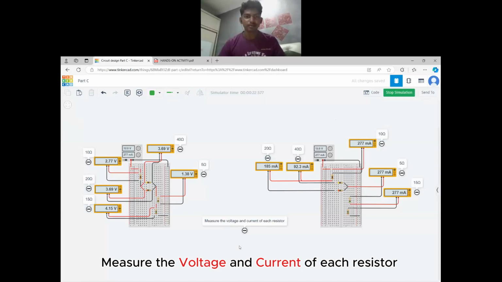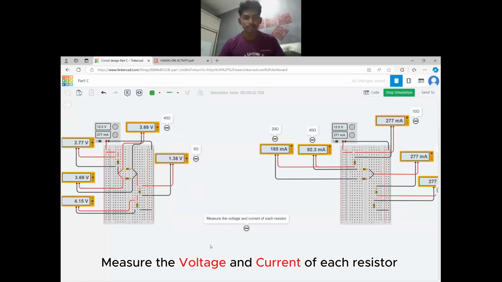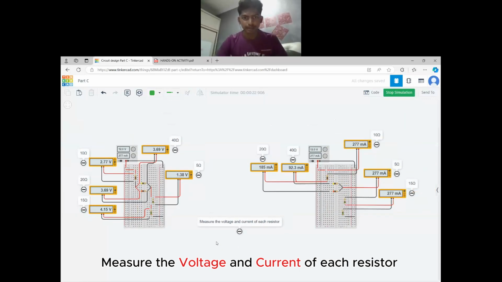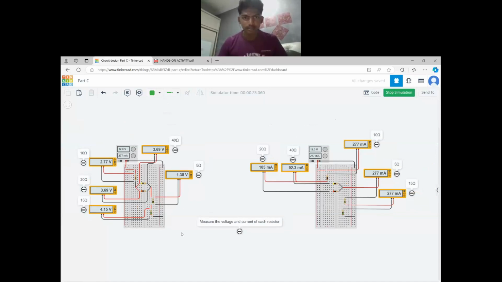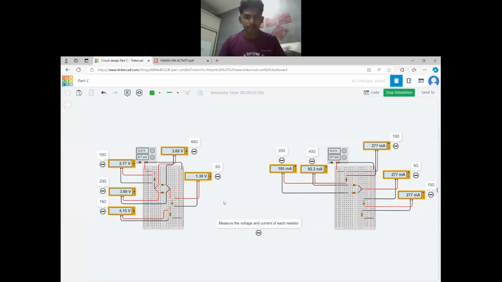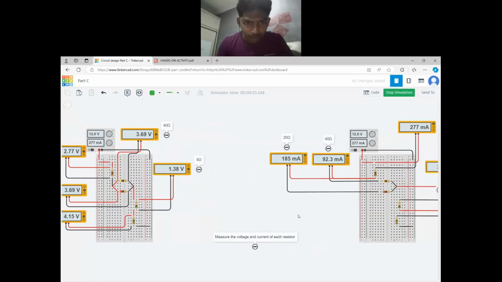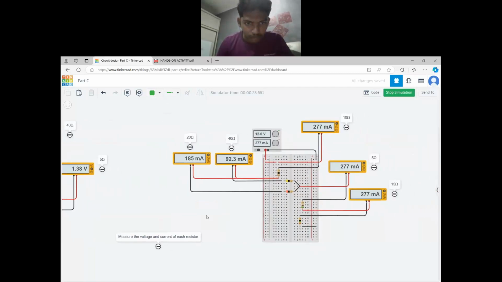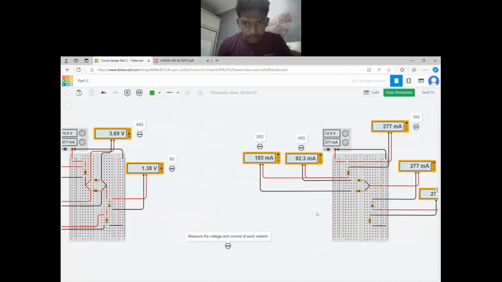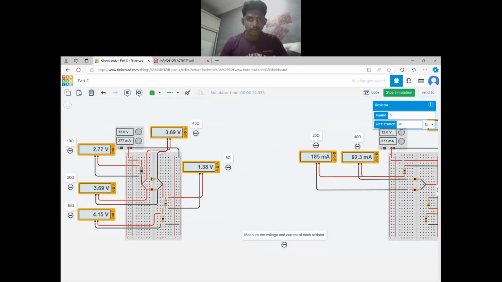Okay, as we see on our screen, we now have a circuit combining series and parallel. On your left, we have measurements for the voltage. The resistors are R1 at 10 ohms, R2 at 20 ohms, R3 at 40 ohms, R4 at 5 ohms, and finally R5 at 15 ohms.